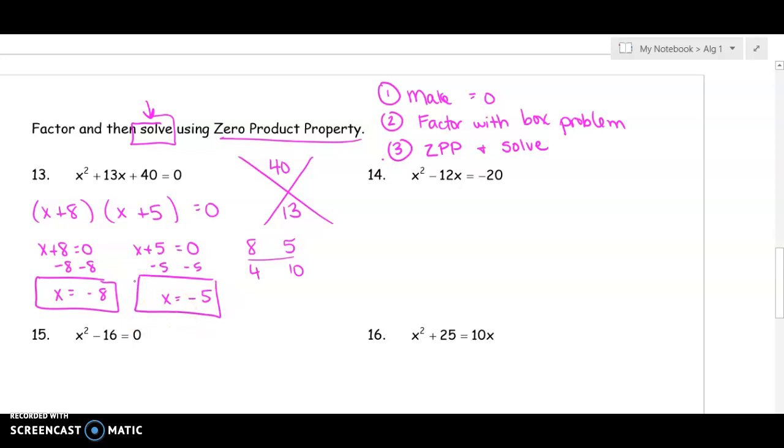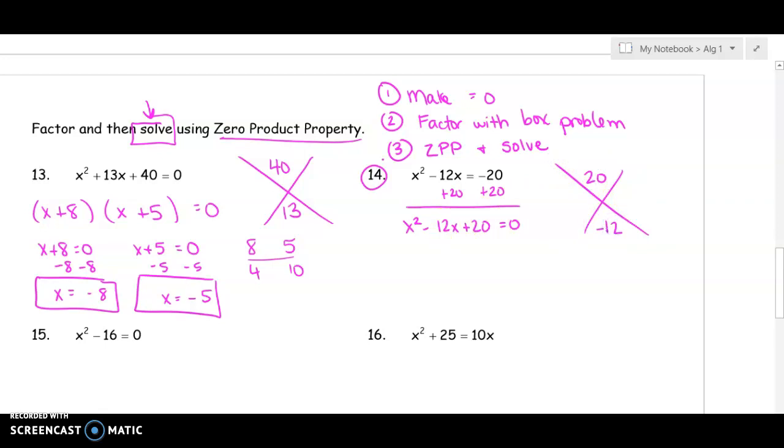All right. Number 14 is not equal to 0, so it's right now equal to -20. So we're going to move it by adding 20 onto both sides. And you're going to get x squared minus 12x plus 20. Keep it in descending order. Now we can do our box problem. It's got to multiply to be 20 and add to be -12.